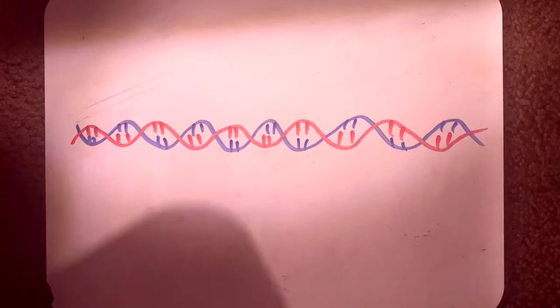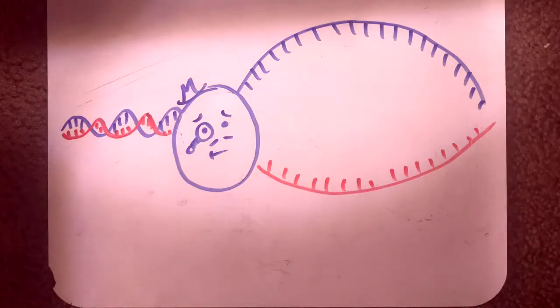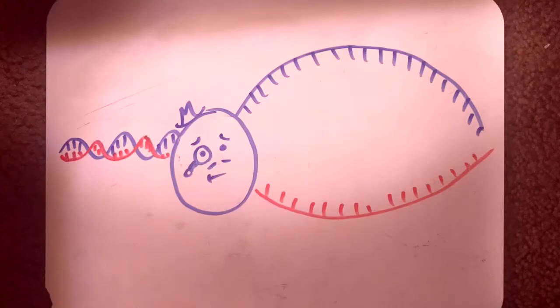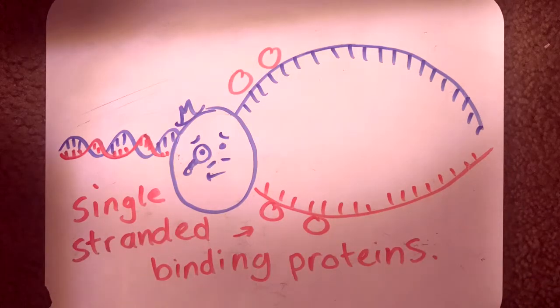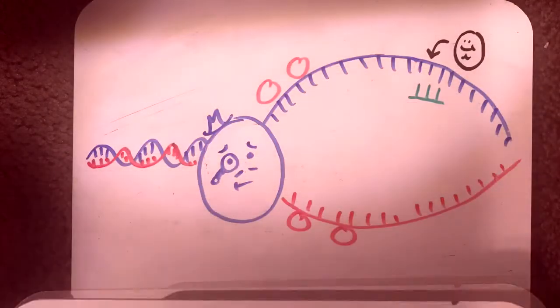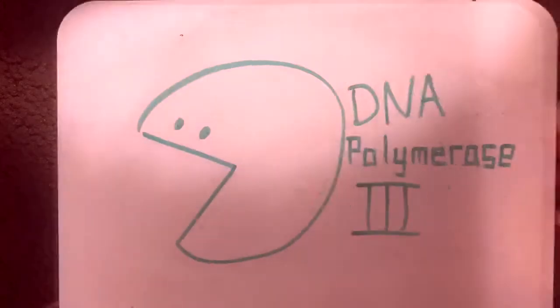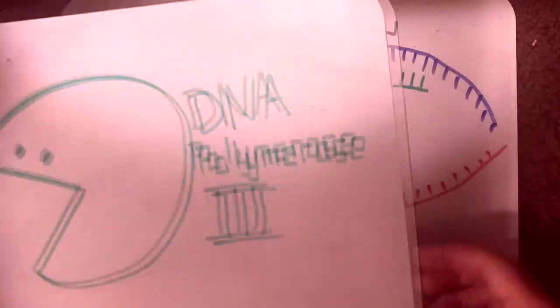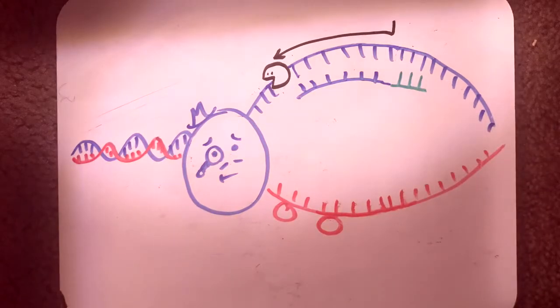In DNA replication, DNA helicase comes and unwinds the DNA into 2 separate strands. Single-stranded binding proteins then attach themselves in order to keep them apart. Then, DNA primase comes and puts an RNA primer in place. DNA polymerase 3 comes and begins DNA synthesis, forming complementary pairs with the original strand.